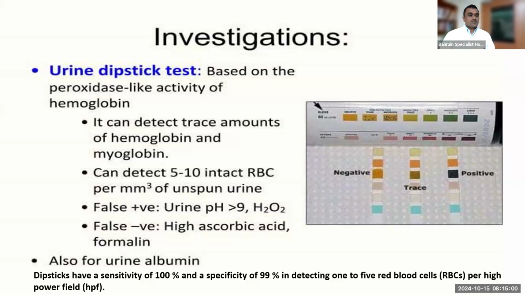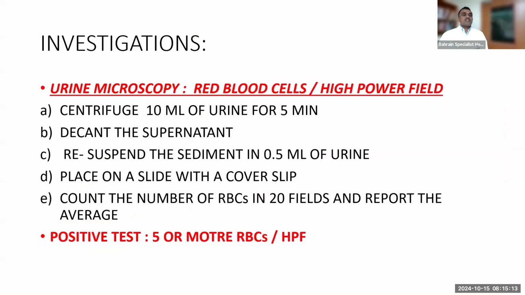You also have to check the urine dipstick for urine albumin. Dipsticks have a sensitivity of 100% and specificity of 99% in detecting 1 to 5 red blood cells per high power field. The next one is urine microscopy, red blood cells per high power field. You have to centrifuge the urine, decant the supernatant and resuspend the sediment. Place it on a slide and count the number of RBCs in 20 fields and report the average. If it is more than 5 red blood cells per high power field, it is called hematuria.